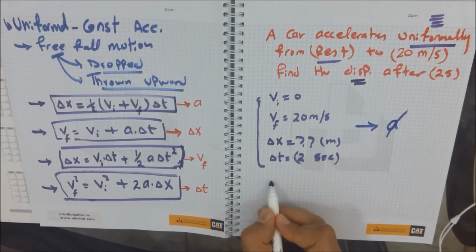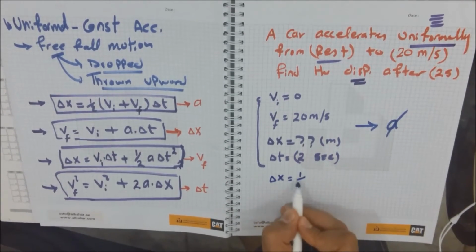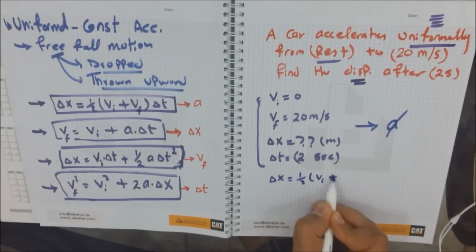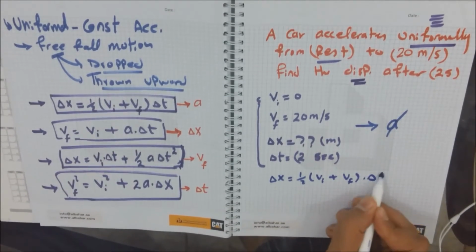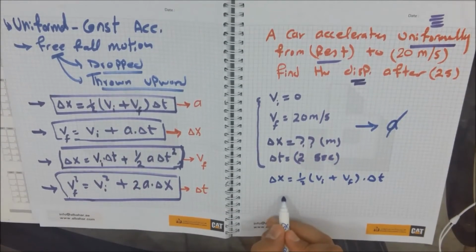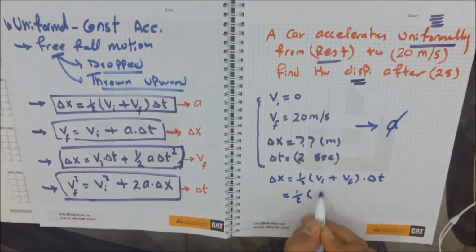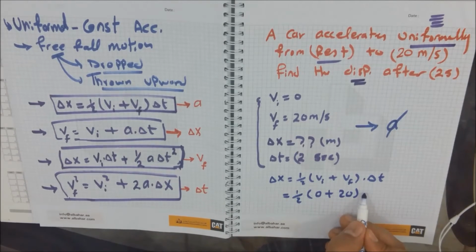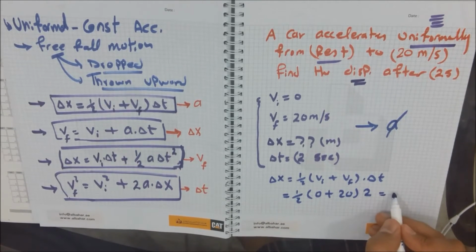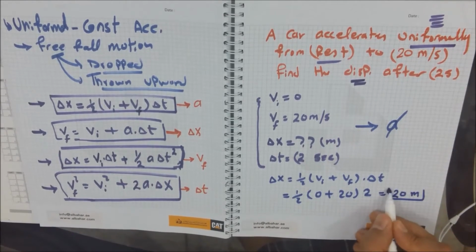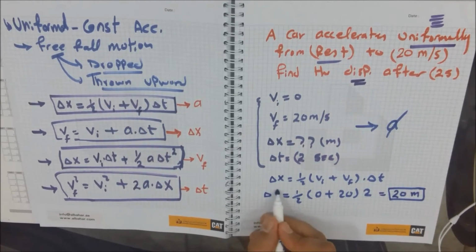So substitute. Delta x is equal to half times (Vi plus Vf) times delta t. So delta x, which we need because this is the displacement, is half times (0 plus Vf, which is 20) times delta t, which is 2. That equals half times 20, which is 10, and 10 times 2 is 20. So it is 20 meters, and this is your displacement.